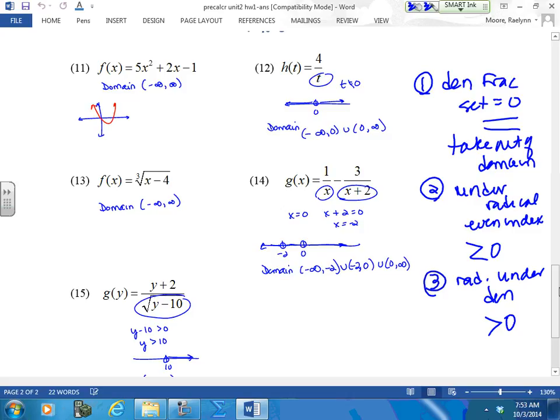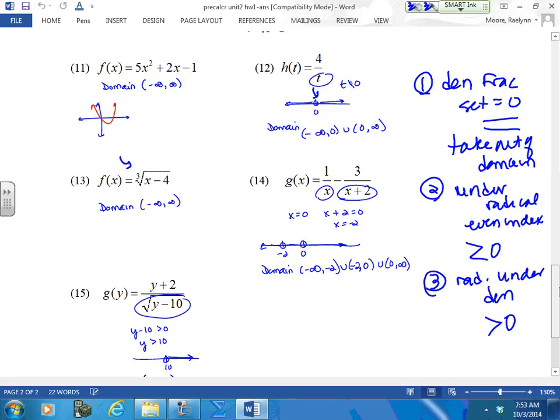All real numbers. The second one, I have a denominator. Set it equal to 0. The only thing I can't use is this guy. So take it out of your real numbers. Otherwise, I'd be able to use every number that I wanted to. But I can't use 0. So take it out of your domain.